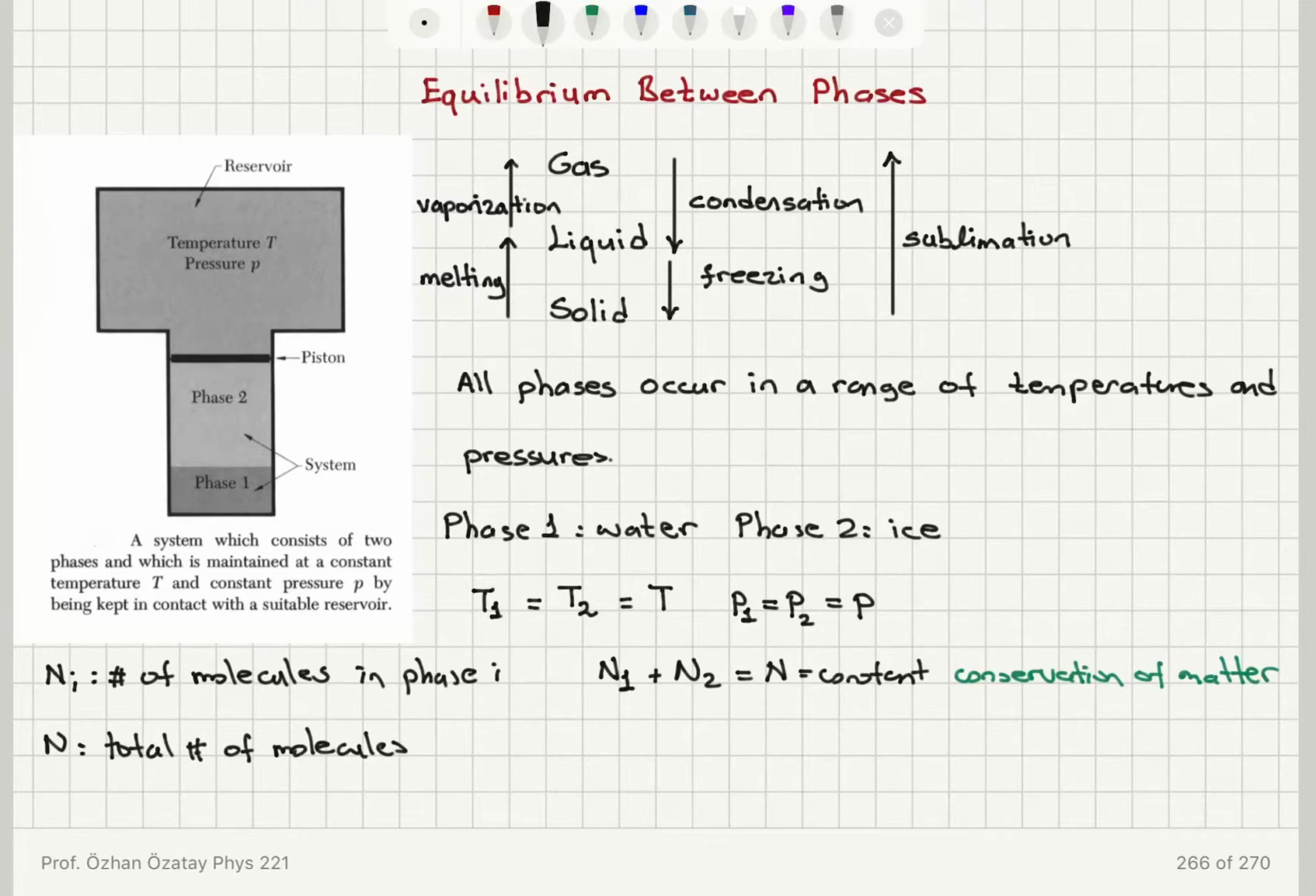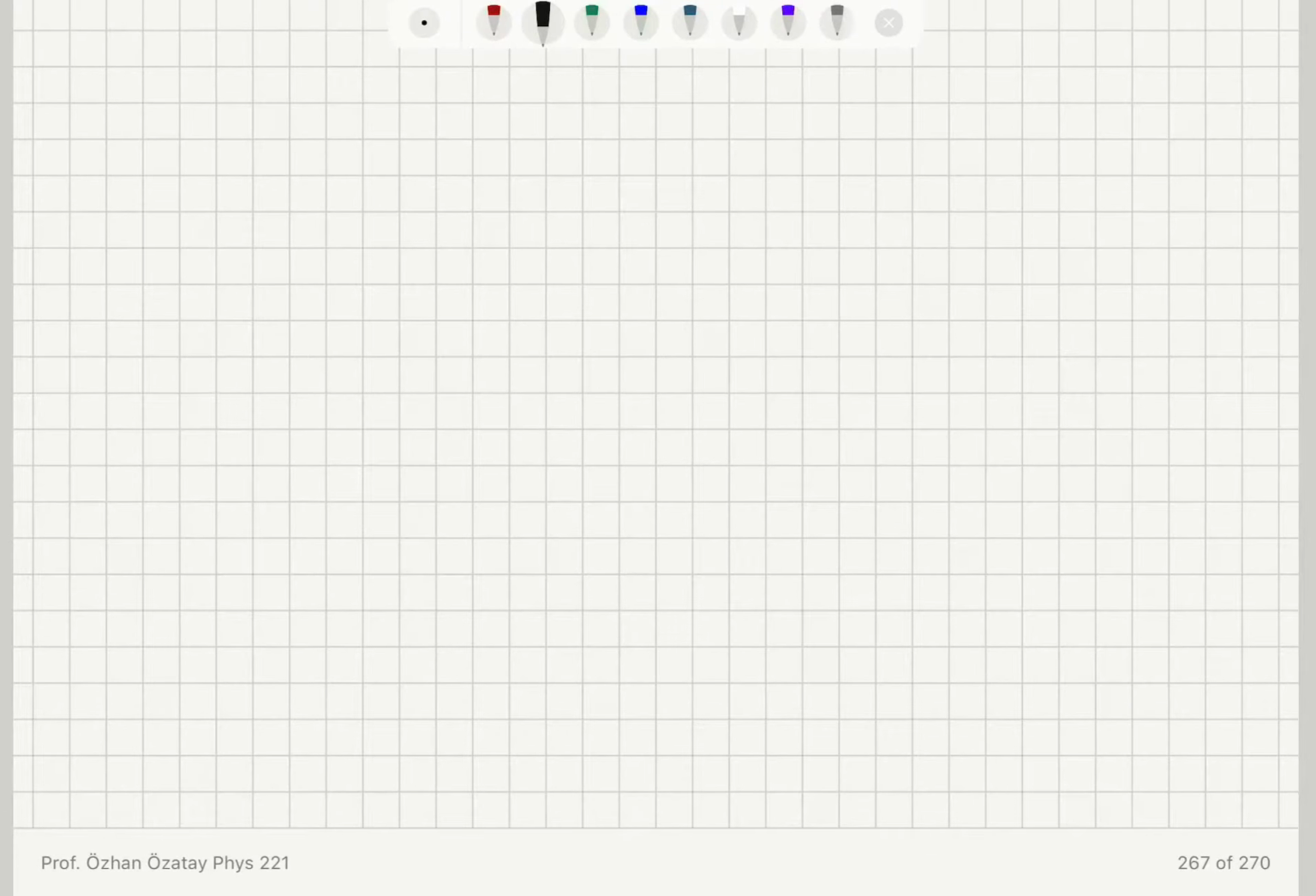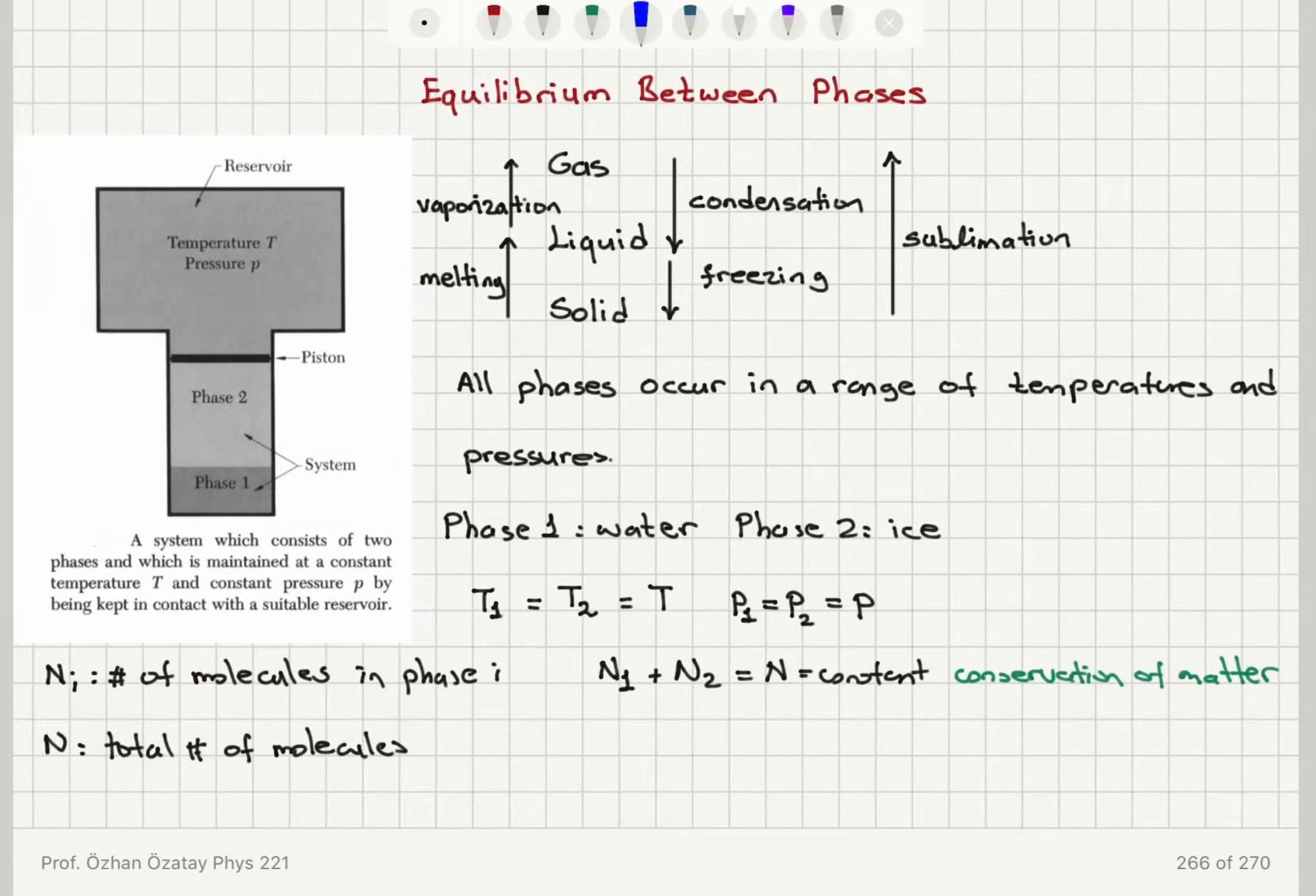And the question I would like to answer is basically, at the temperature and pressure provided by the heat reservoir, at temperature T and pressure P, do these phases coexist or not. So the possible scenarios would be I have only phase 1, I have only phase 2, or I have a mixture of phase 1 and phase 2.